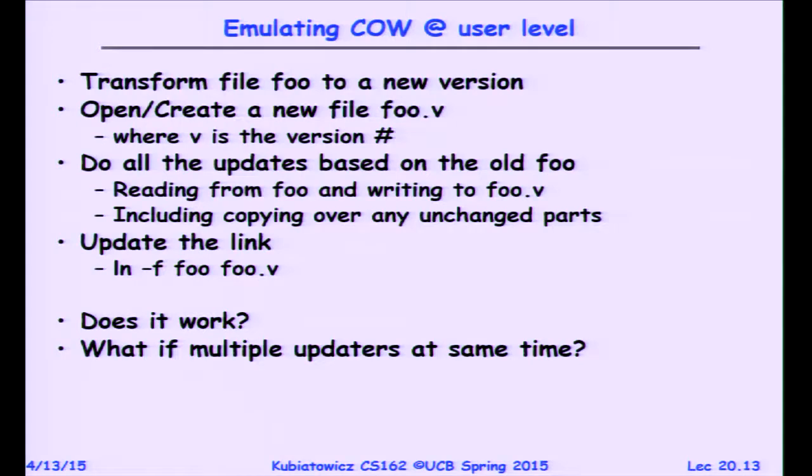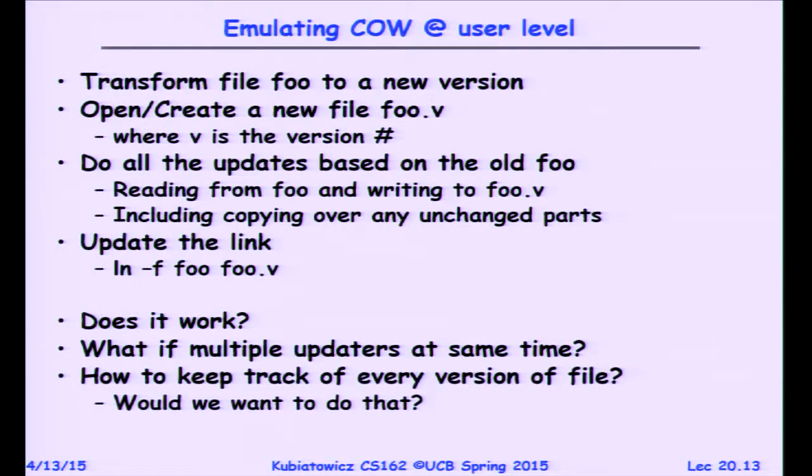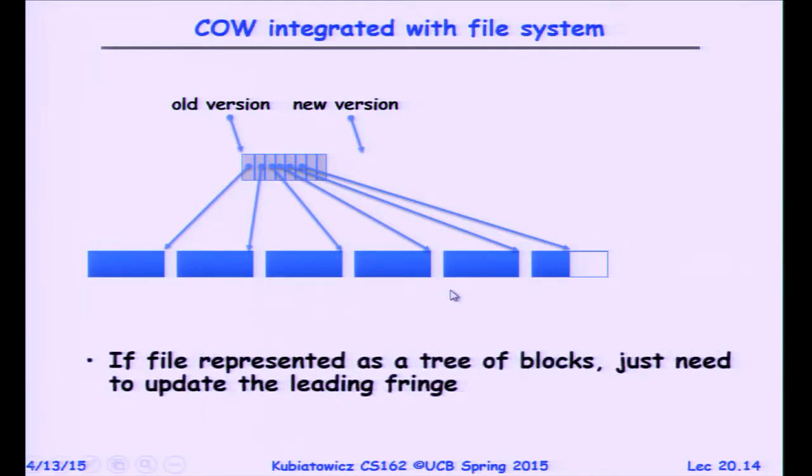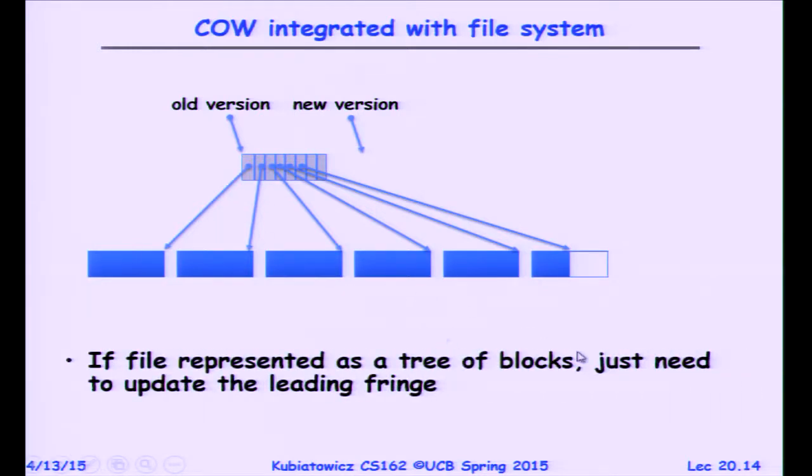Okay, so let me just show you what ZFS does. We could also ask, how do we keep track of every version of the file? Well, this only keeps track of the most recent version. And so here's a way to do copy on write when it's integrated with the file system. So the old version, think of this as an inode here. Here's a bunch of data blocks. And how do we do it?